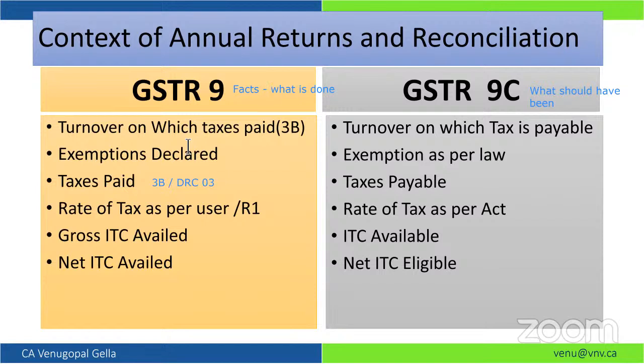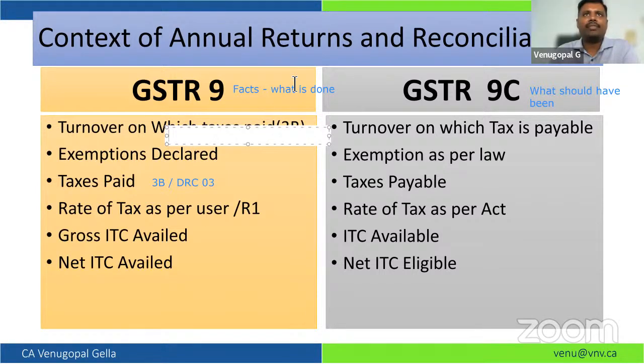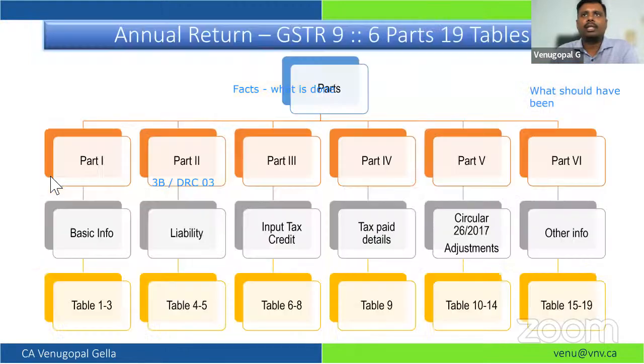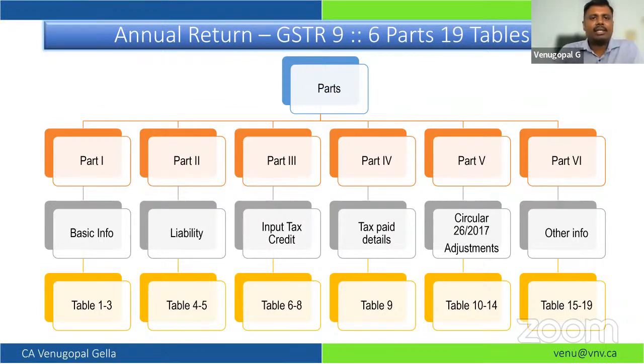Okay, great. So now if we look at the way the form is designed, it is a very beautifully drafted form. GSTR-9 has 6 parts. Part 1 is basic information. Part 2 talks about liability, table 4 and table 5. Part 3 is input tax credit, tables 6, 7, 8. After liability and ITC, obviously part 4 is the tax payable and the taxes paid. So that's what you're going to address. And ideally, the GSTR-9 should have completed at this point.